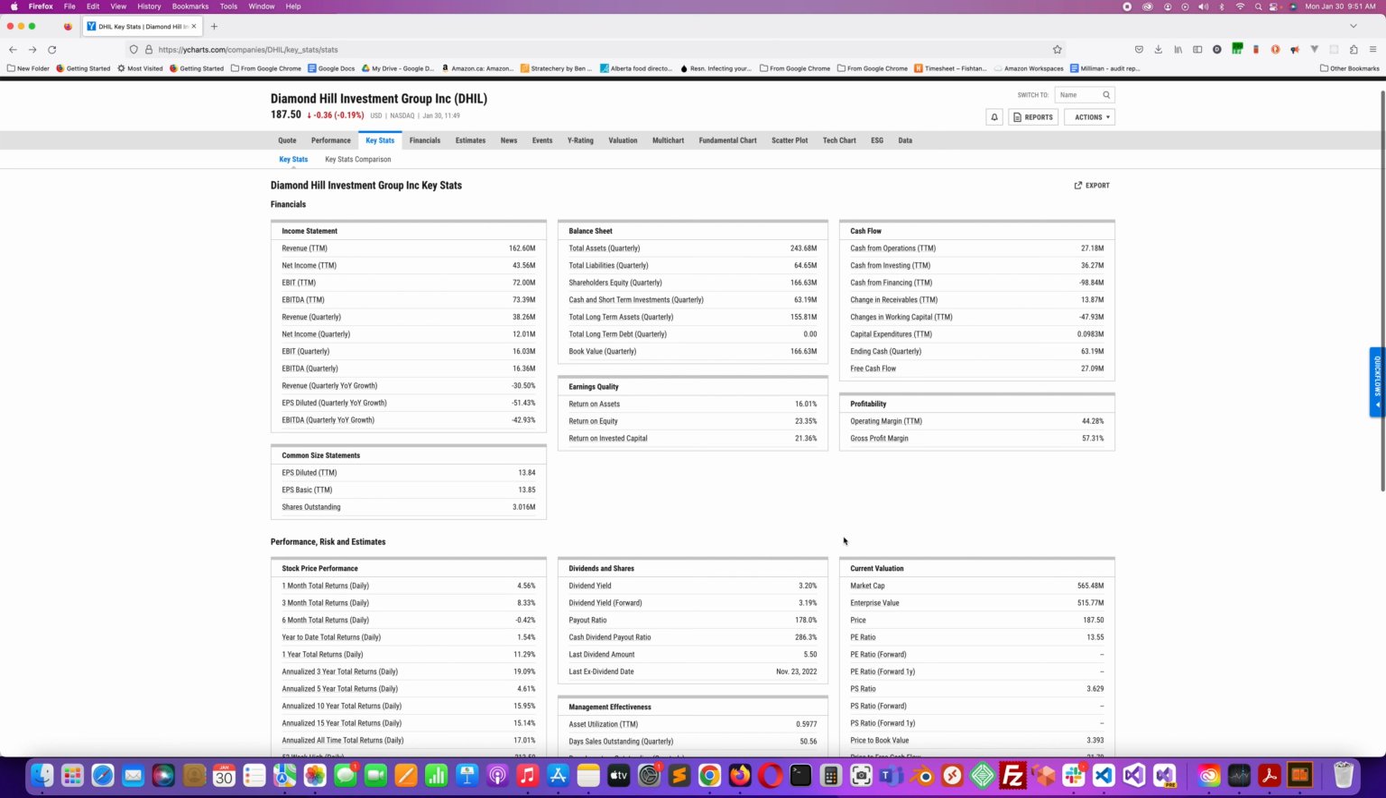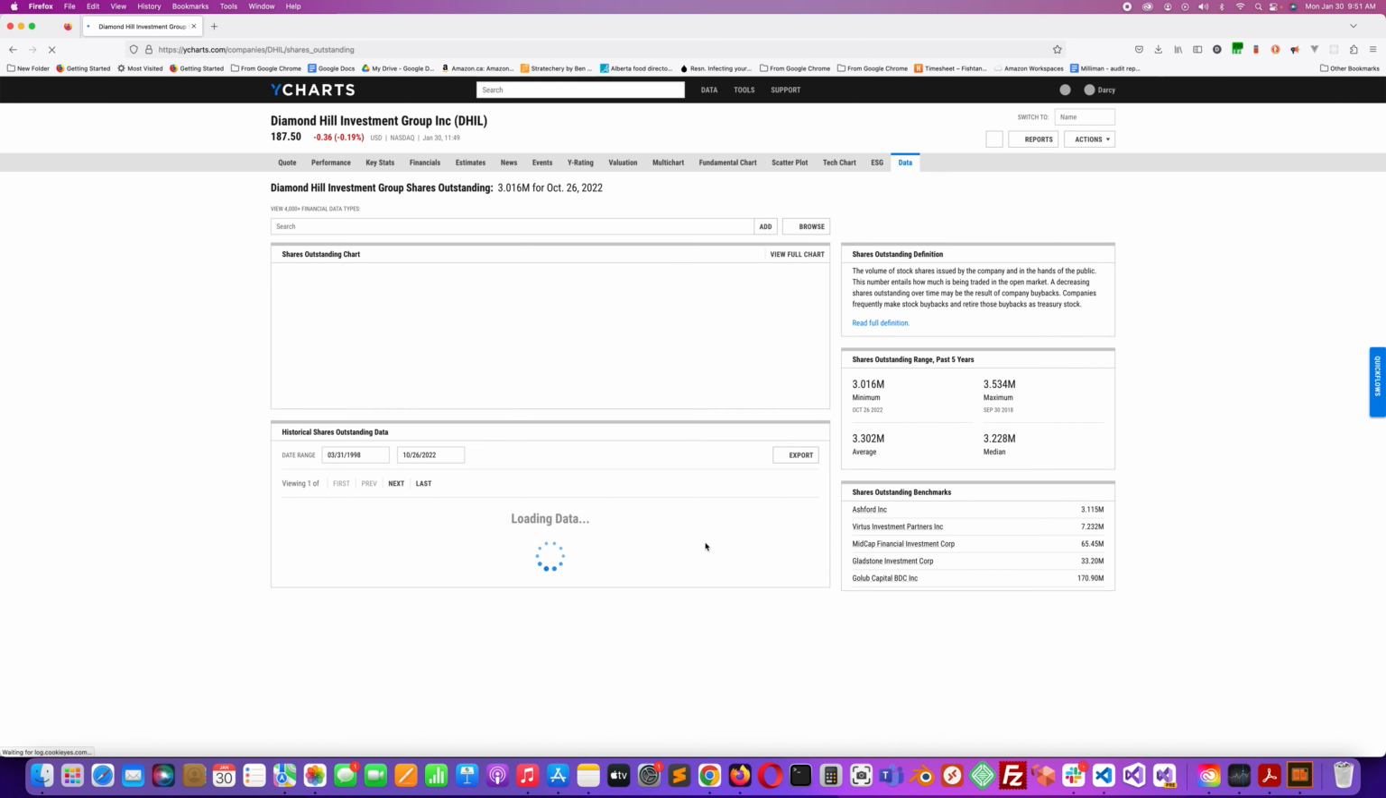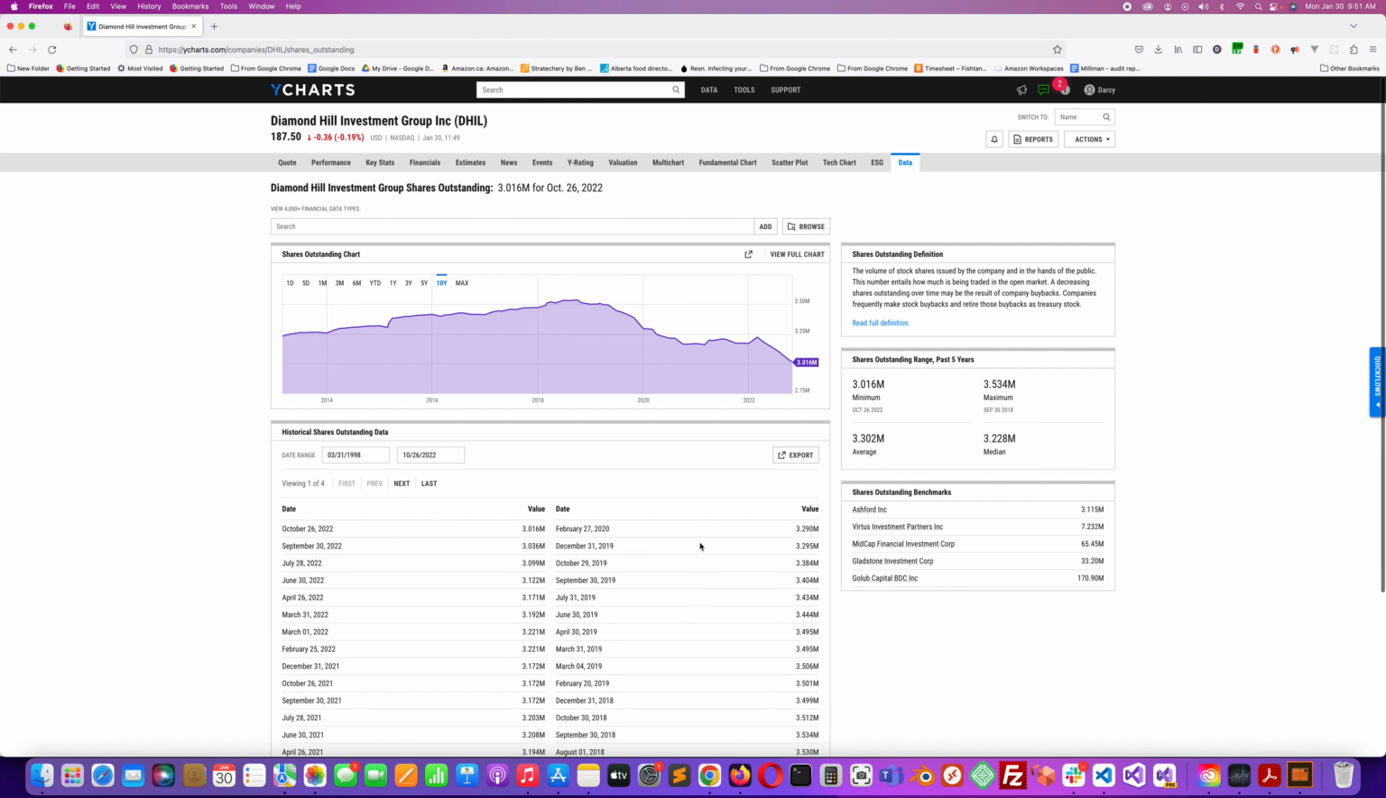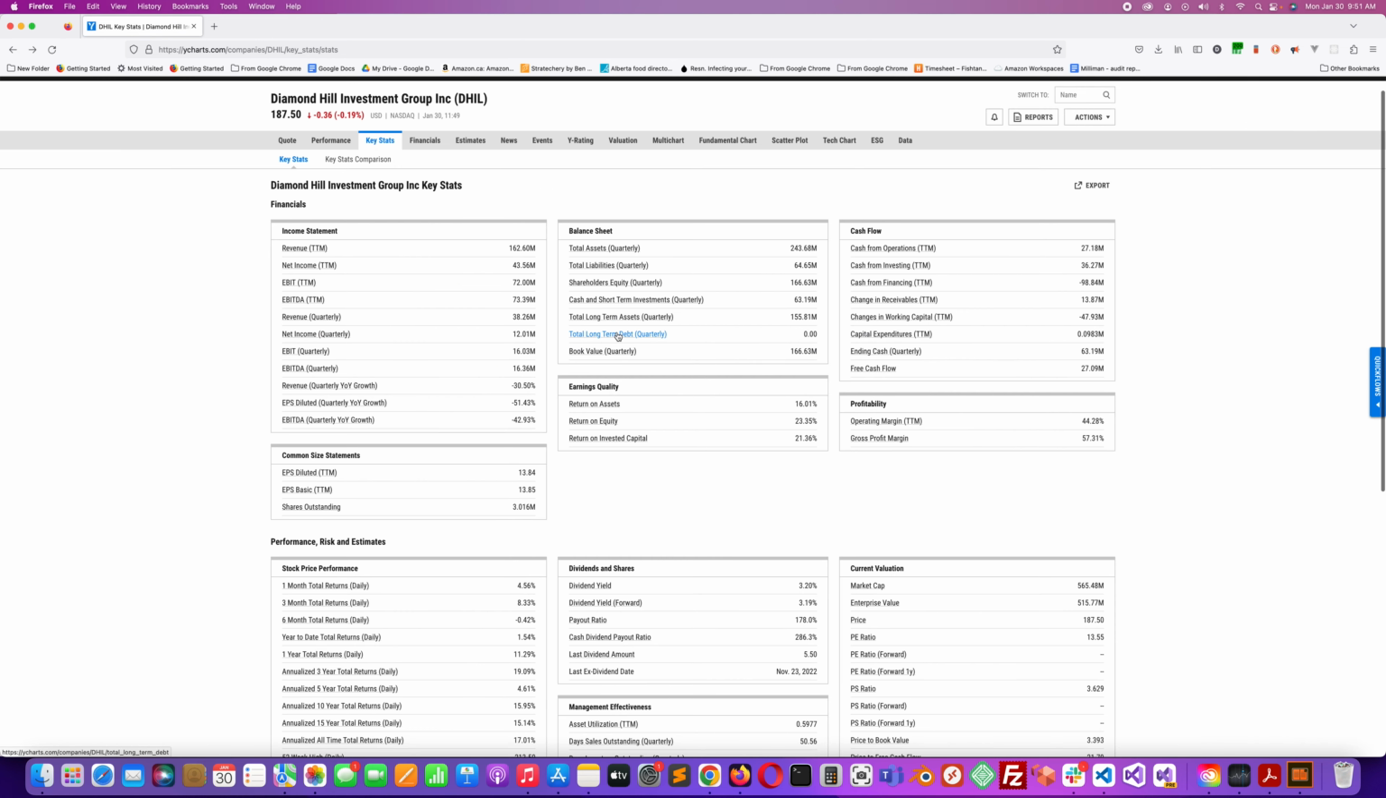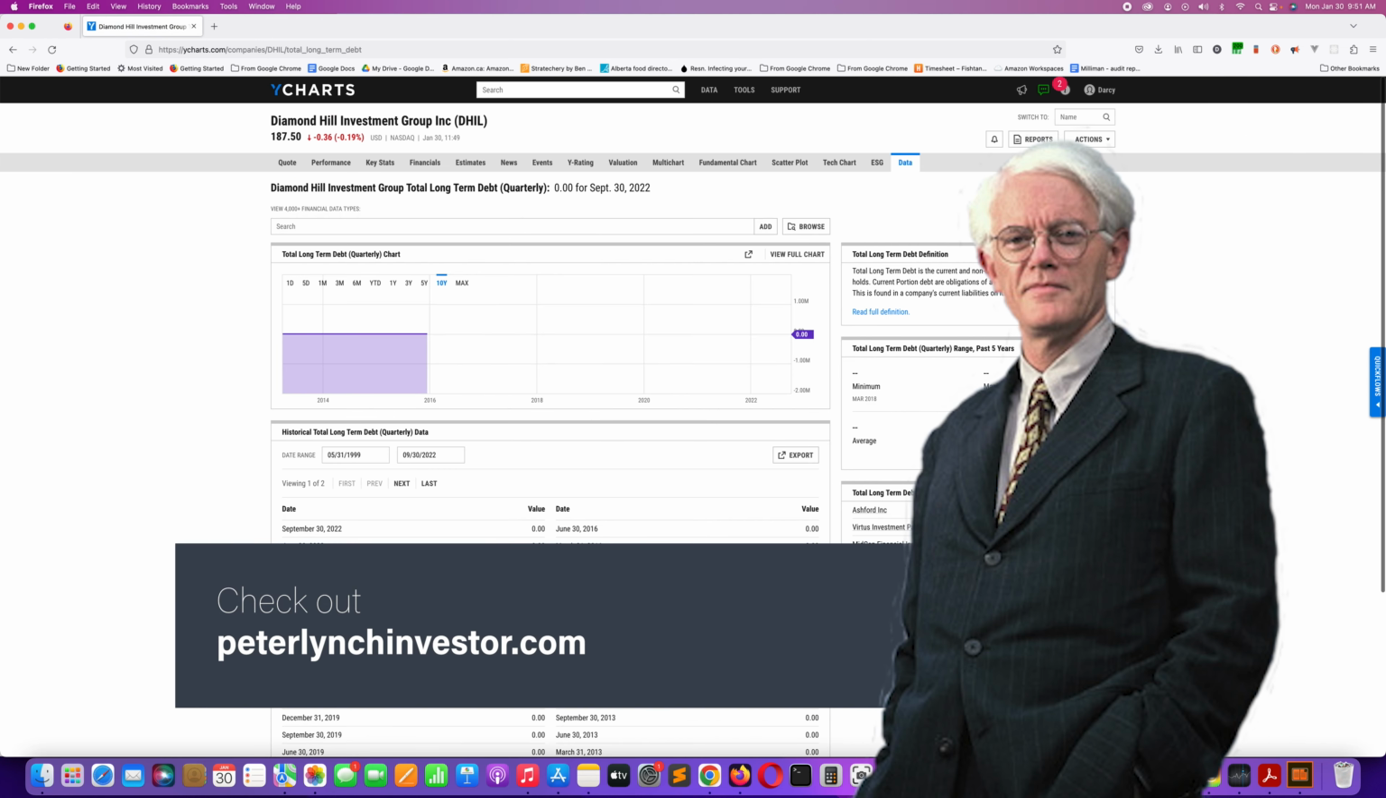Let me see here. Shares outstanding. It's been reducing shares, which is usually a good thing. Has it always had 0 long-term debt? Yeah, it always has. Okay.